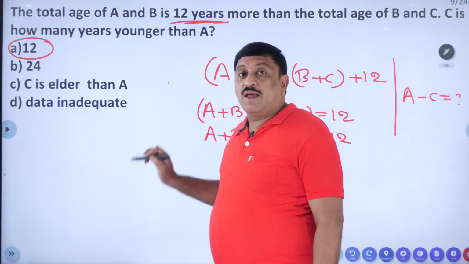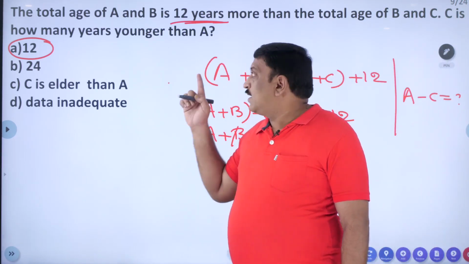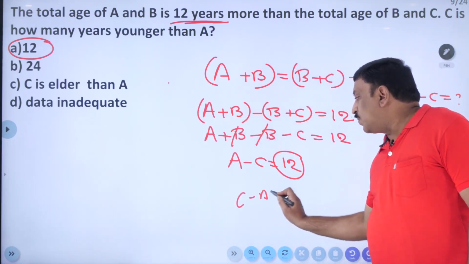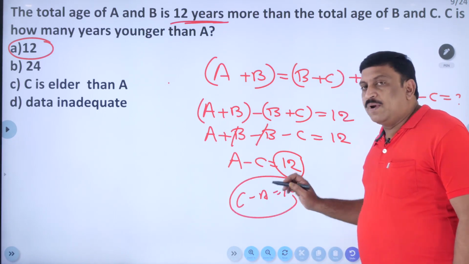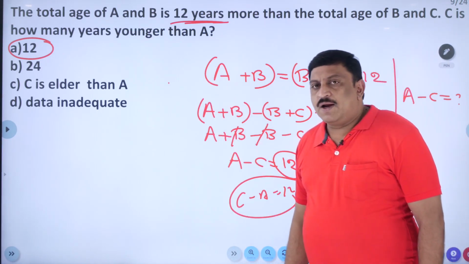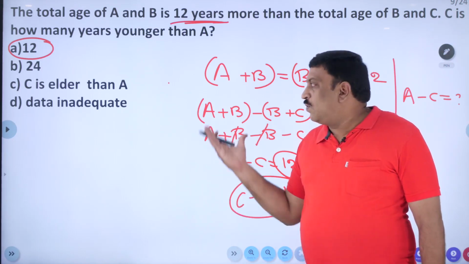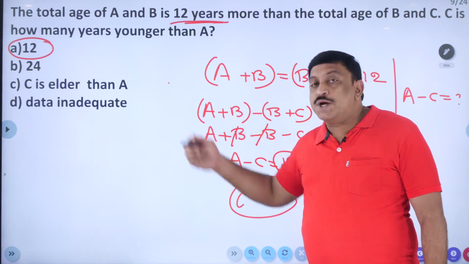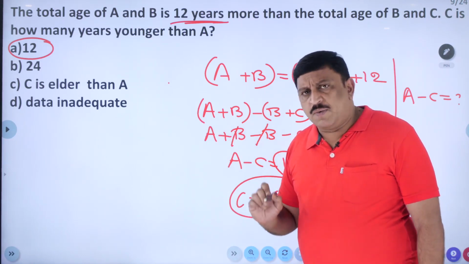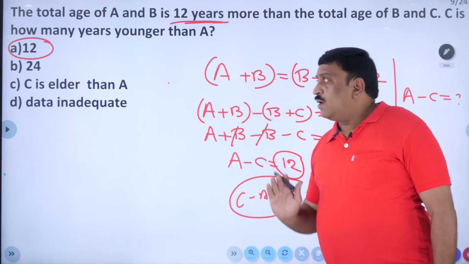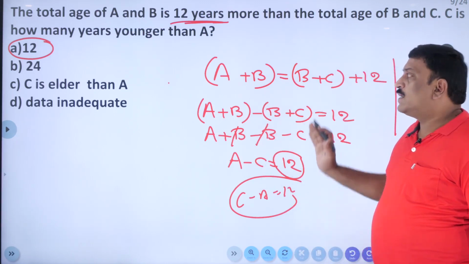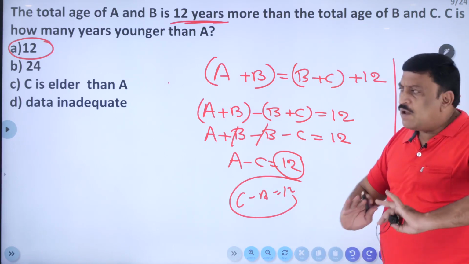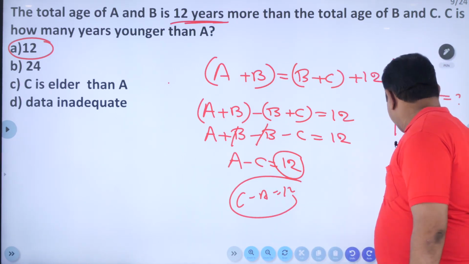And you see this, C is elder than A. So if you do this one, sometimes some people will get C minus A is equal to 12. Those people definitely think that C is elder than A. How are you doing that? And some people won't get the answer sometimes. They'll say data inadequate also. Whatever it may be, this is a basic question, no problem. So here your answer is 12 years. Nothing problem with this one. But sometimes they will give very basic level questions. Next.